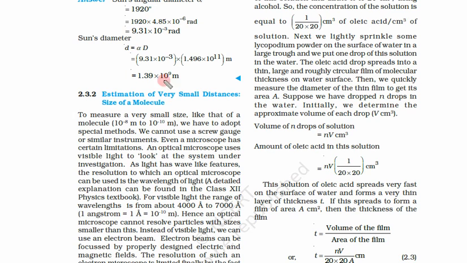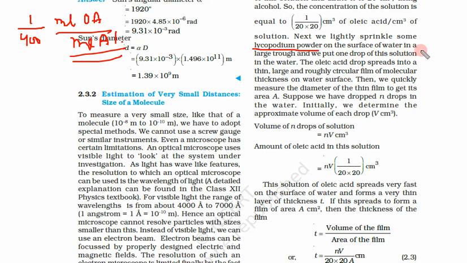So we have created a very dilute solution of this oleic acid, 1 by 400 ml of oleic acid in 400 ml of alcohol. So we have made a very dilute solution. Now what do we do? We lightly sprinkle some lycopodium powder on the surface of water in a large trough, and we put 1 drop of this solution in the water.